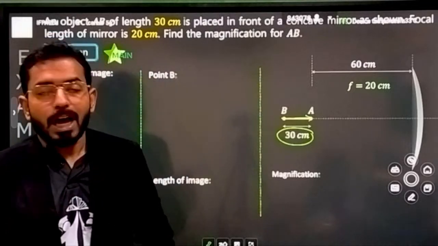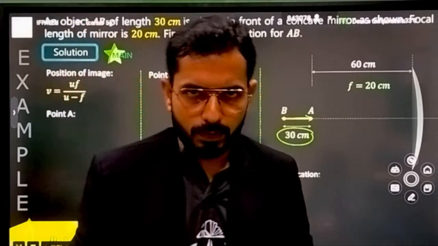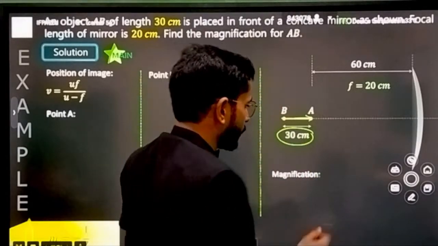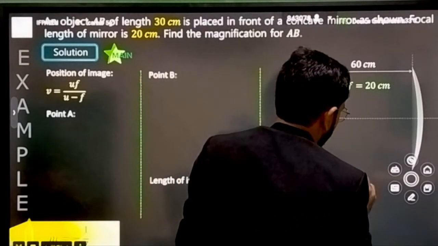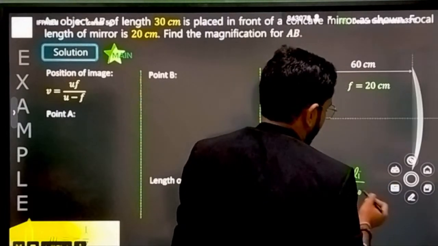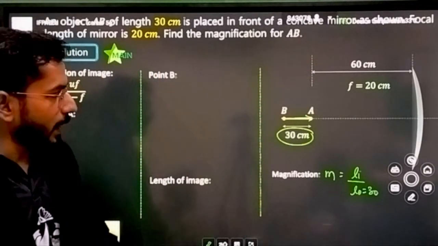What is magnification? How are we saying, students, magnification? Magnification will be simply length of image divided by the length of object. And the length of object I already know, that is equal to 30 centimeter. The only thing I have to calculate is the length of image. Correct? So let's focus on the length of the image.